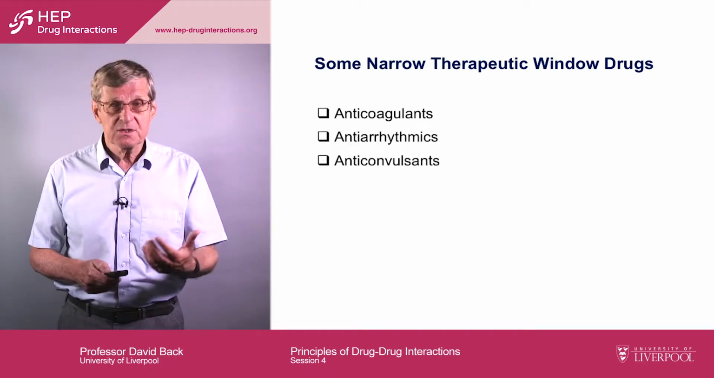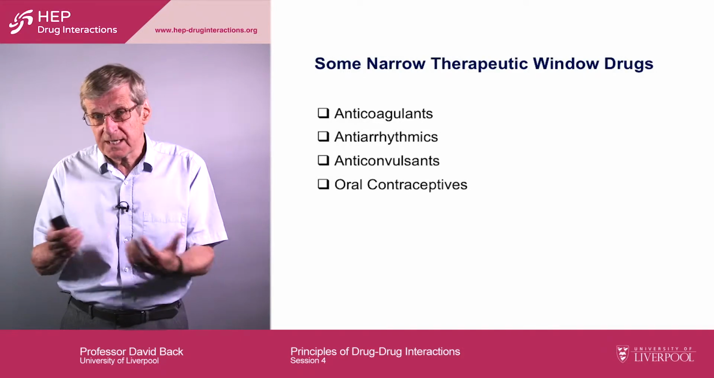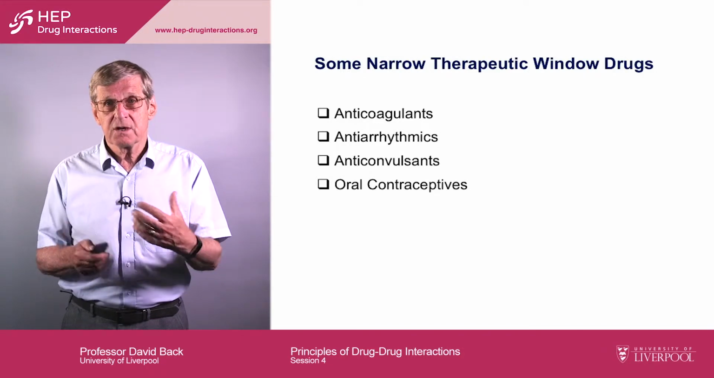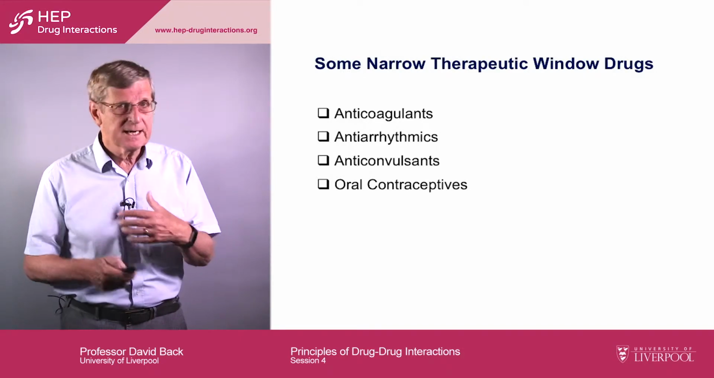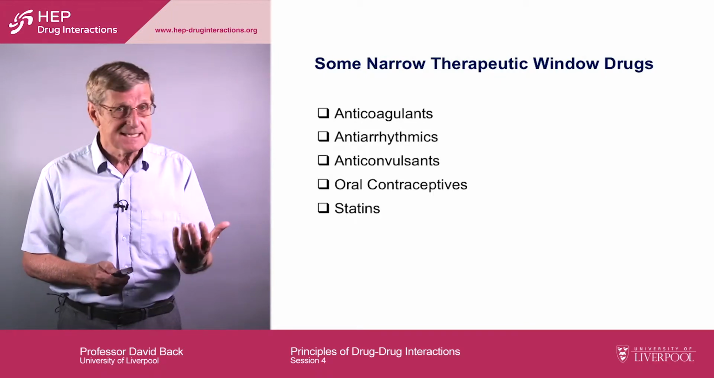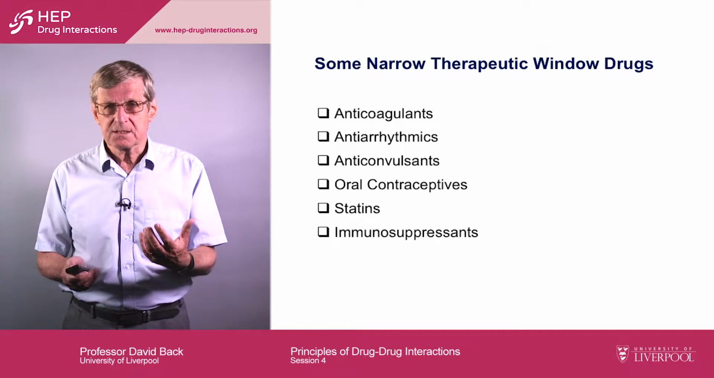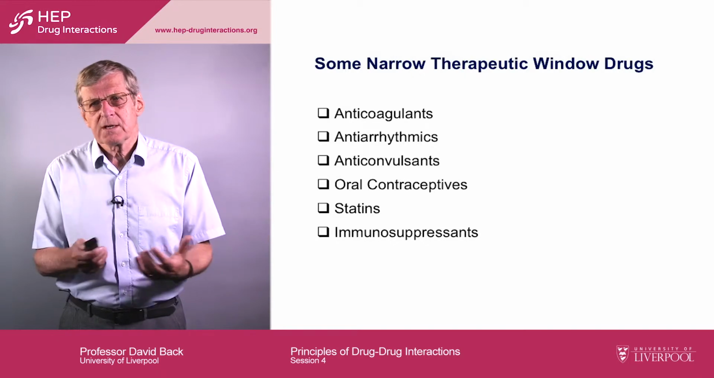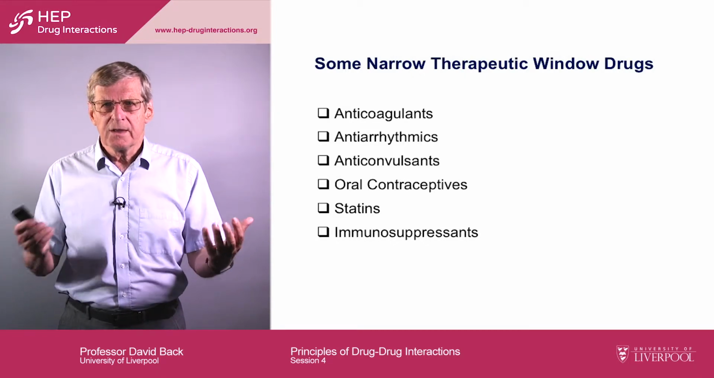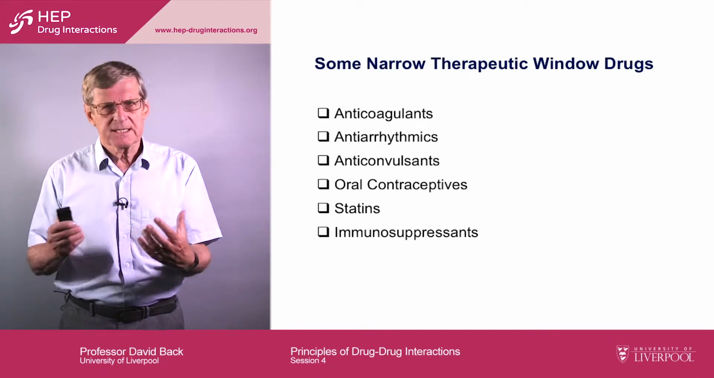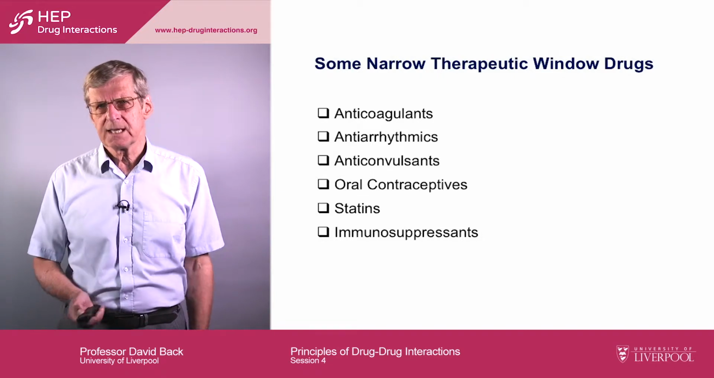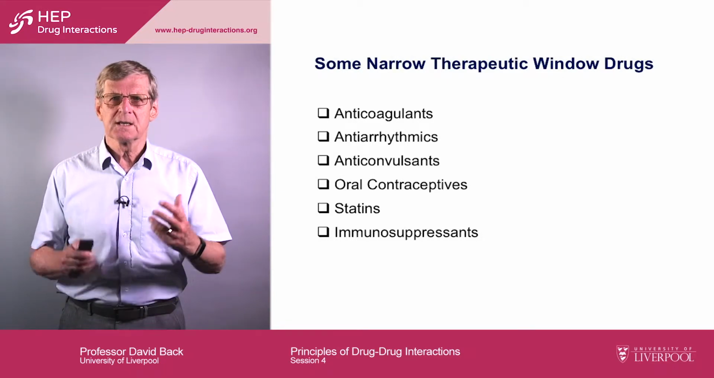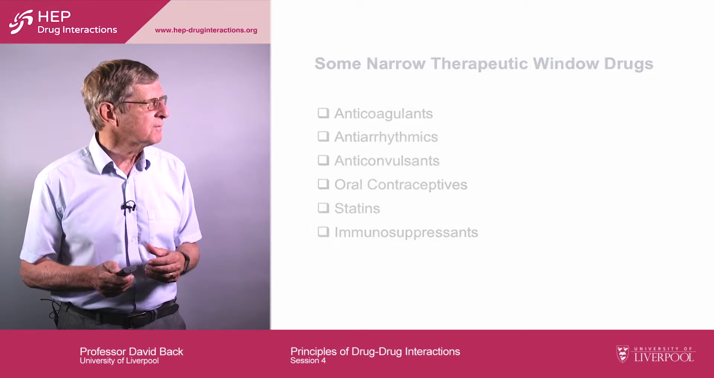Antiarrhythmics, anticonvulsants, oral contraceptives. You have to be very careful about the level of drug from an oral contraceptive, for example, and anything that can interact. Statins, immunosuppressants. So if somebody's on a transplant list and goes into transplant, then you monitor the immunosuppressant level because of the narrow therapeutic index of the drug. So different drugs have different therapeutic windows.